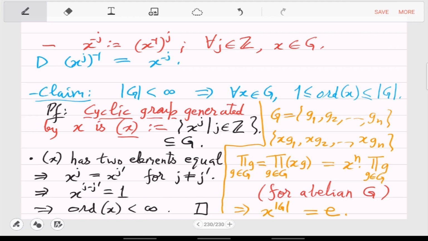Yes? Wait, what? No, x is an element in the input. I am not talking about x exists. For all x in G, right? So given an x in the input, this argument runs. x isn't a special element, it's any element. Is that clear?